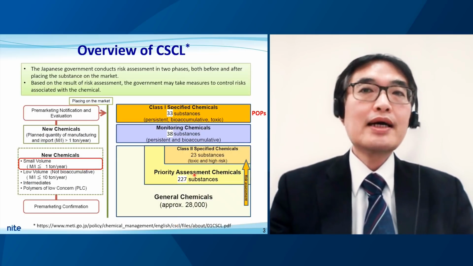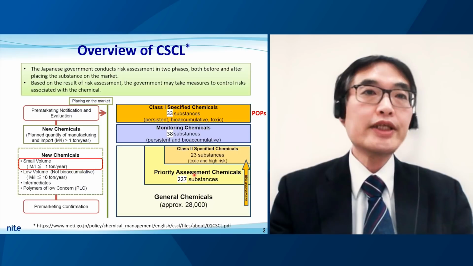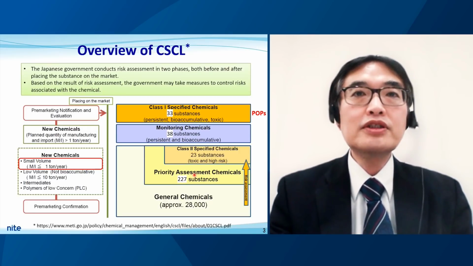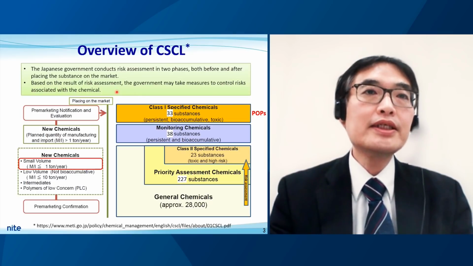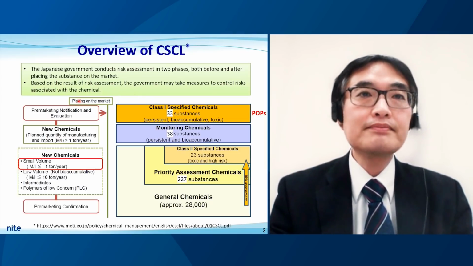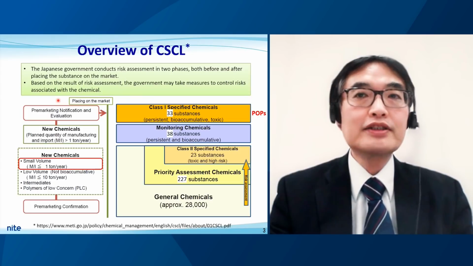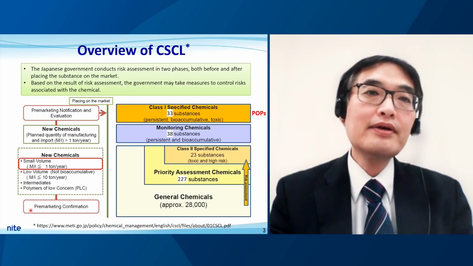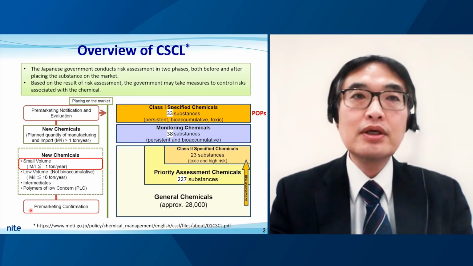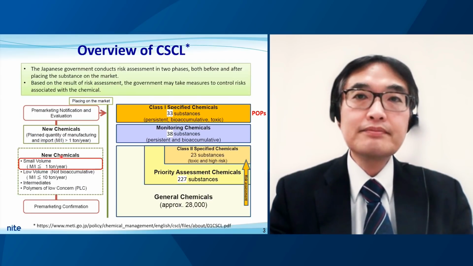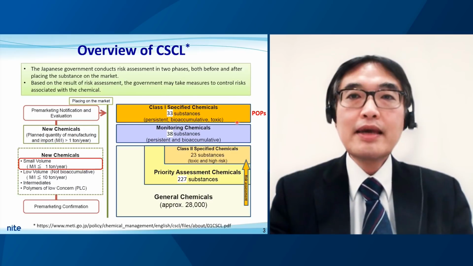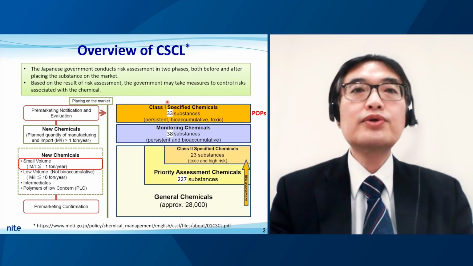This slide shows an overview of CSCL. The Japanese government conducts risk assessment in two phases, both before and after placing the substance on the market. Before placing on the market, pre-marketing notification and pre-marketing confirmation are required for new chemicals. After placing on the market, the chemicals are categorized into five categories.